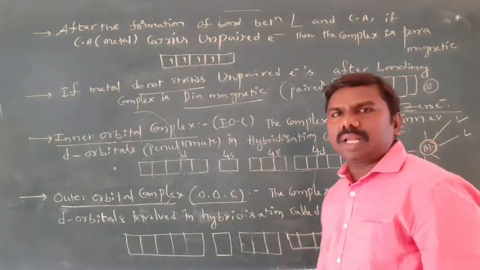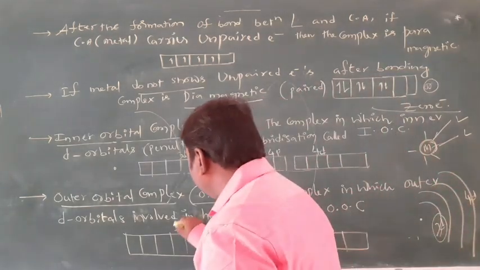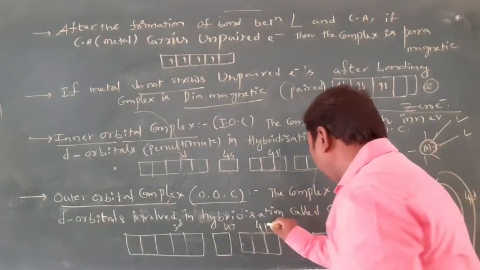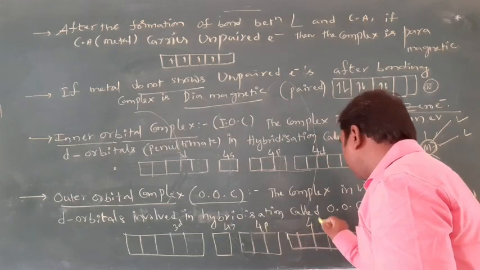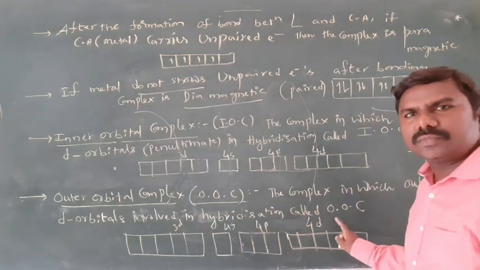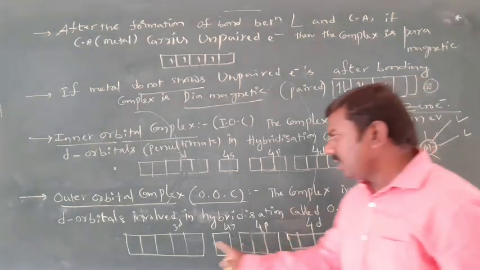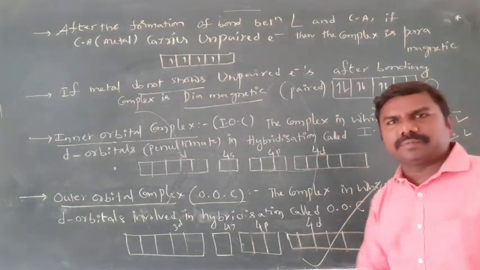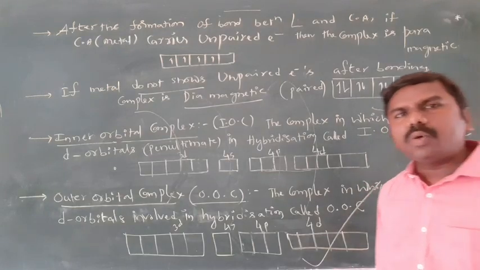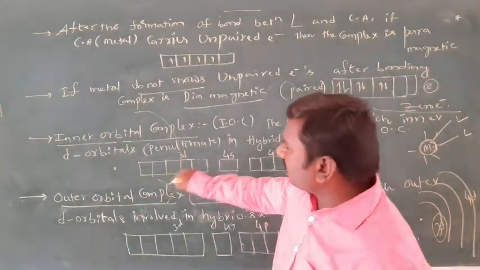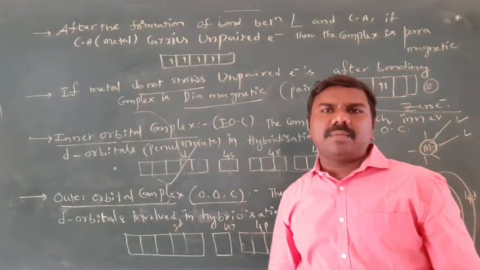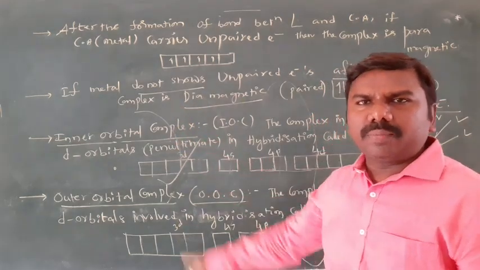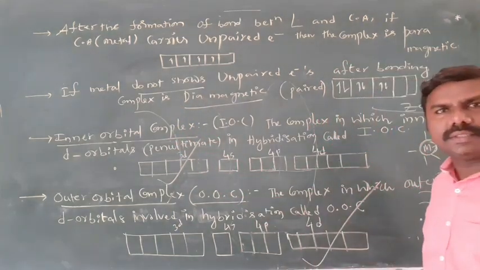Now, outer orbital complex. These are inside 3d orbitals and these are outside 4d orbitals. Outside 4d orbitals, inside 3d orbitals. If outside orbitals are involved in bonding, that is called outer orbital complex. Inside d orbitals, called penultimate d orbitals, involved in bonding is called inner orbital complex. Is it clear? Right.